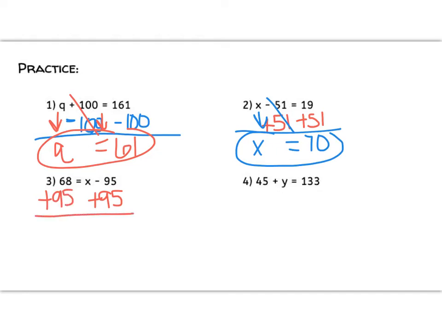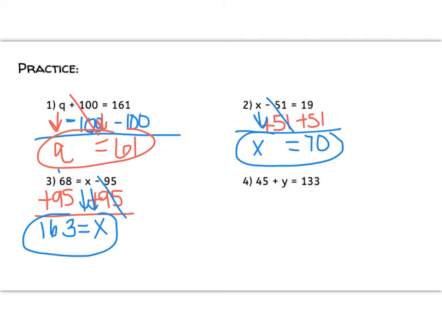And then let's carry down. Starting from the left, 68 plus 95. 8 plus 5 is 13. Carry the 1. 9 plus 6 is 15 plus 1 is 16. So 163. Bring down the equal sign, bring down the x, and then the minus and the plus 95 cancel because they're opposite. So my answer is 163 equals x.